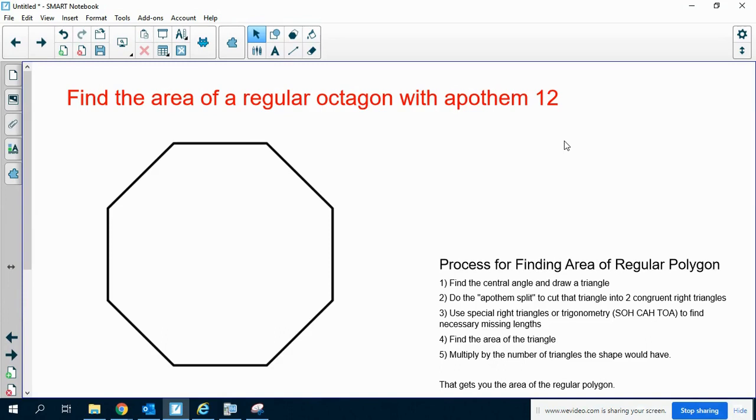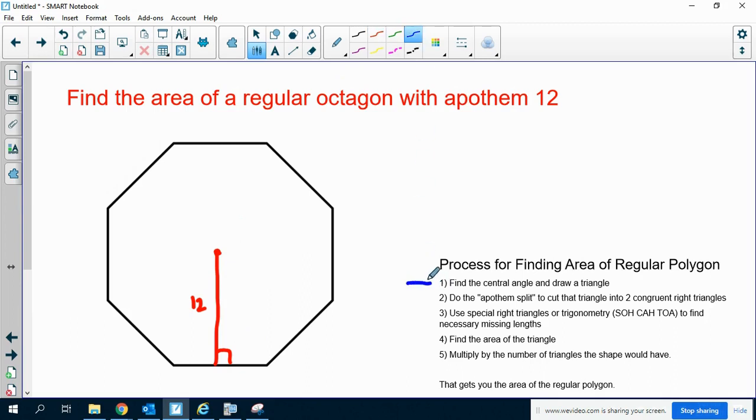The following video will be talking about how to get the area of a regular polygon when they are giving you apothems. Find the area of a regular octagon with apothem 12. So remember, the apothem is drawn from the center to a side and forms a right angle.